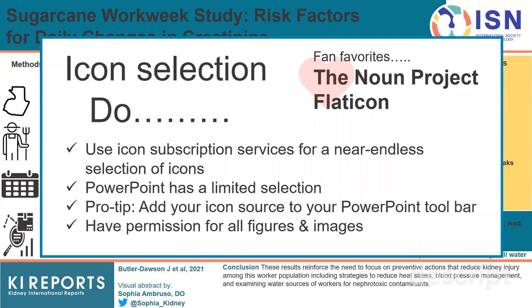Let's move on to icon selection. Number one, you need to find a source for icons. PowerPoint has a limited selection, and you can get away with using that for some things. But as you get into more extensive journal articles that you're trying to create visual abstracts for, you usually have to go to an icon subscription service. And then you truly do have a near endless selection of icons. So some of our fan favorites, the Noun Project and Flaticon, are fantastic.